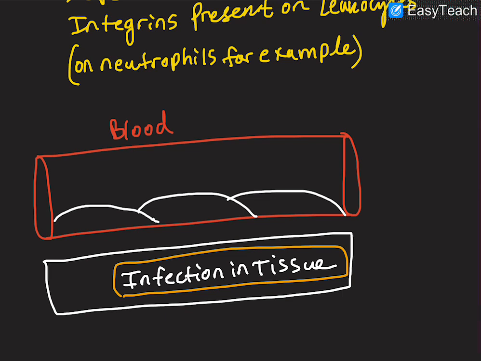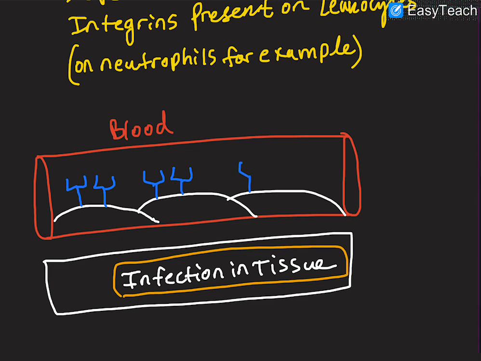The first thing we would do is undergo the process of rolling. Rolling is basically where the leukocytes, in this case neutrophils, slow down. And how do they slow down? They start binding to your selectins. Remember, your endothelial cells have selectins. So how are we going to represent that? Let's do selectins like that. So these are our selectins.